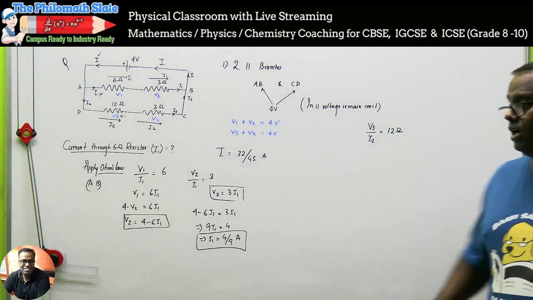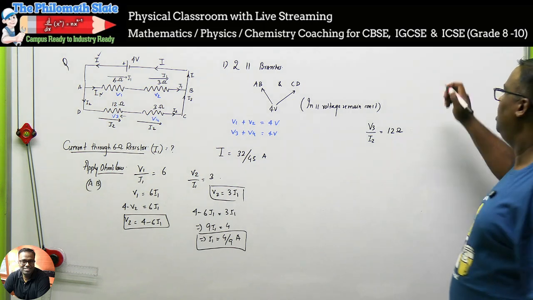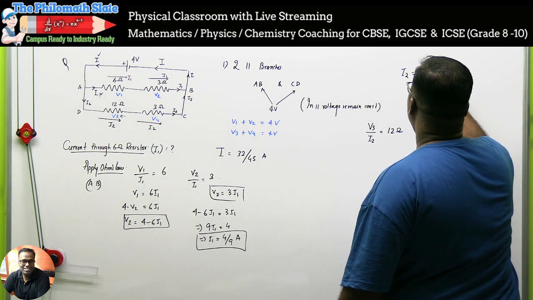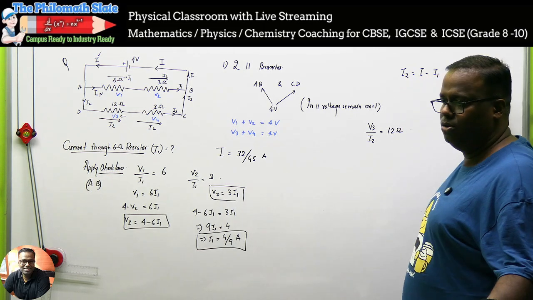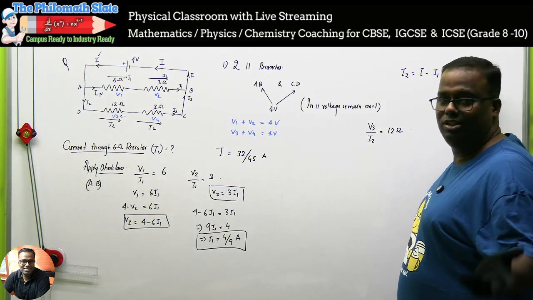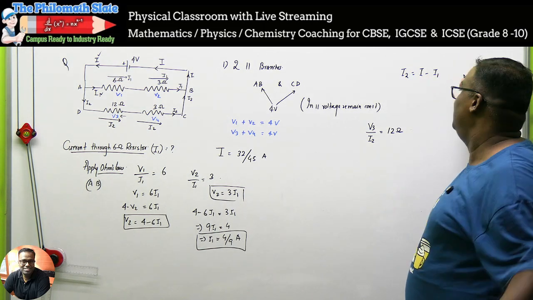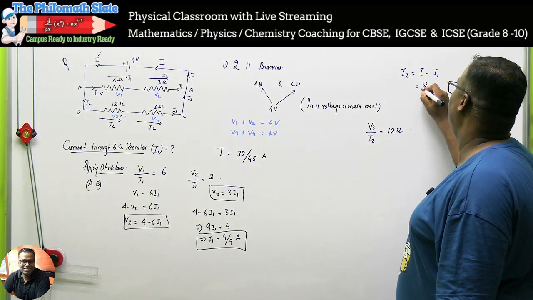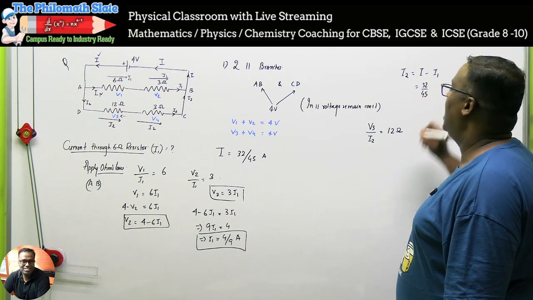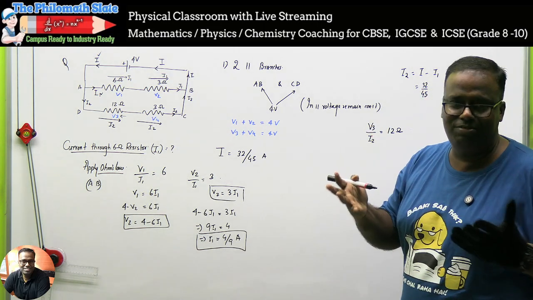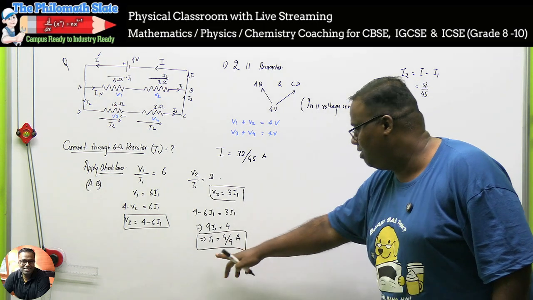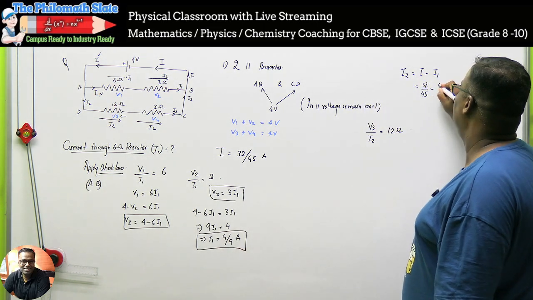What is so difficult? I2 तुम्हें नहीं पता. I2 1 मिनट में निकल जाएगा. I2 is equal to I minus I1. Yes or no? The two currents add and give you I. Do you know the value of I? You had calculated I: 32 by 45. Unfortunately, this problem also does not have very handy figures. And what is the value of I1? Just look, what is the value of I1? 4 by 9.